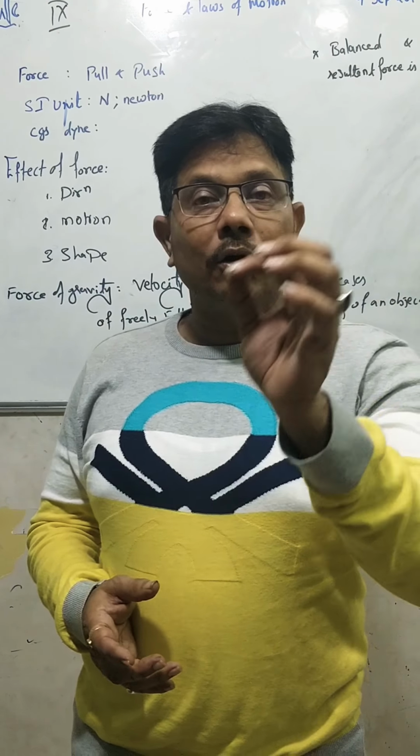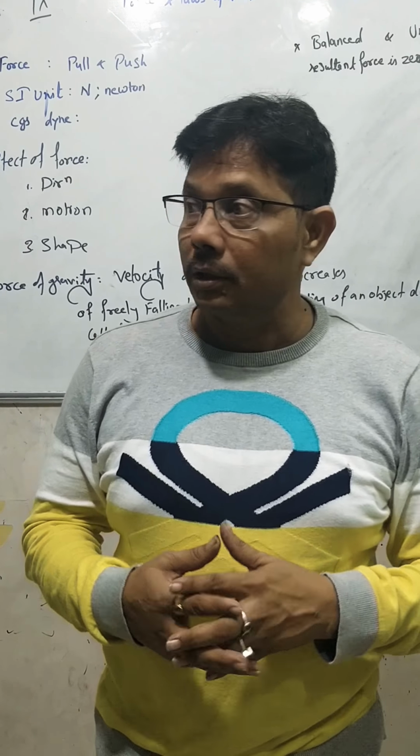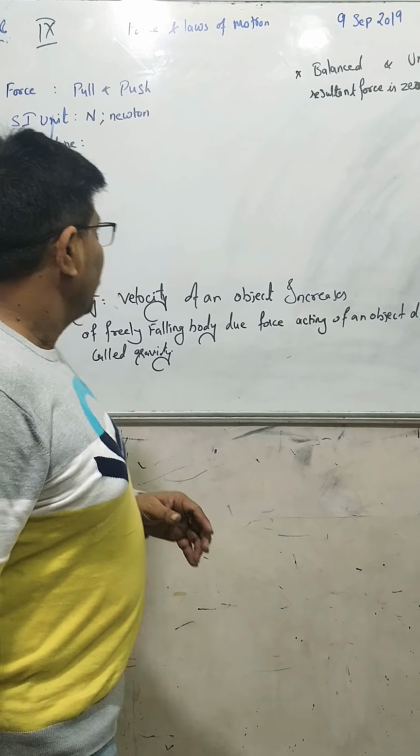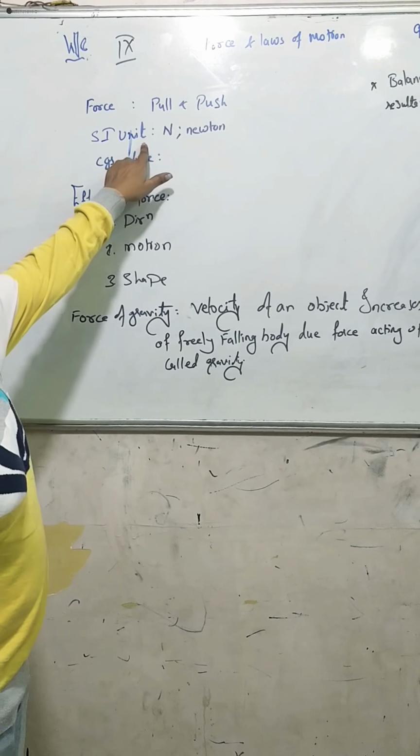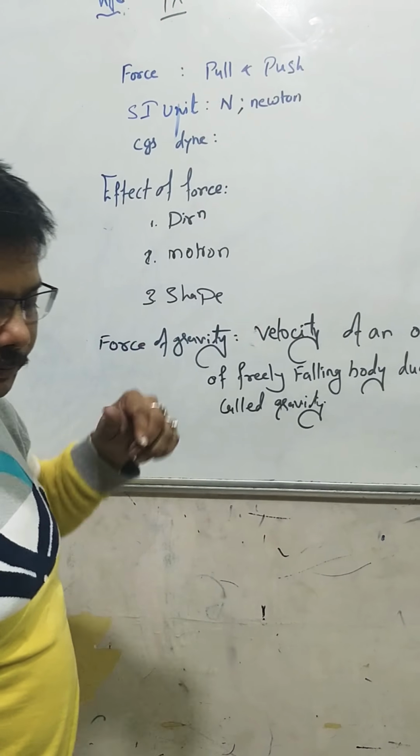It is a physical quantity which has the capacity to change the shape of an object, can change the direction of an object, and can change anything, like motion and rest. It can be done with force. It has SI unit Newton and CGS unit is dyne.